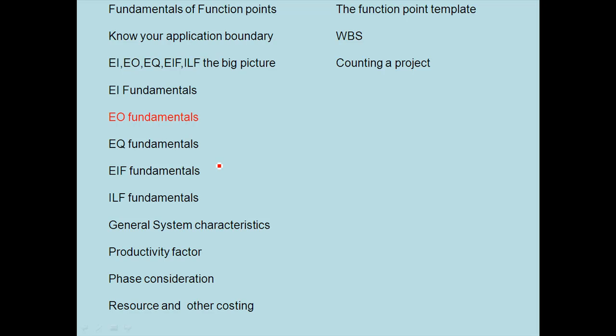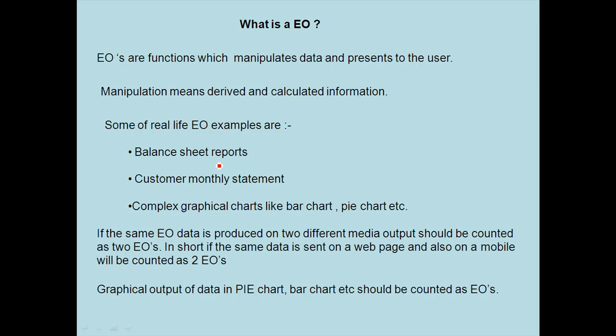Now that we have understood the fundamentals of EI, let's proceed to the second section of function points, that is EO fundamentals. This is again one of the five important elements of function points. Basically, EOs are functions which manipulate data and present it to the user. For example, take the case of a balance sheet report. The user says, okay, show me the balance sheet for this year.